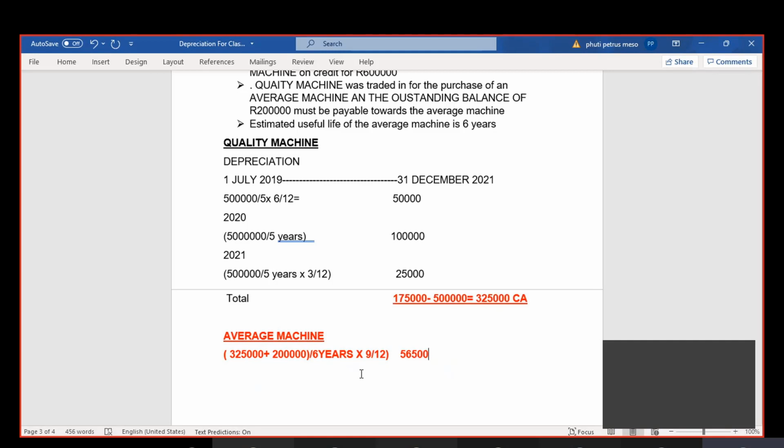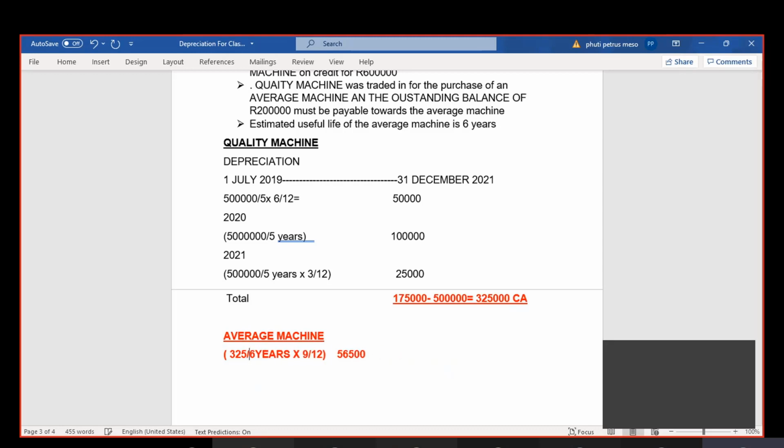We need to focus on what's called the average machine. It's what we have purchased. Because if you look at your 2021, the trade-in happened on the 1st of April. You understand? We don't have that machine anymore. We're not interested in what's going to happen to that machine anymore. We're interested in what we made as an addition. That's an average machine. So this is what you were supposed to do.